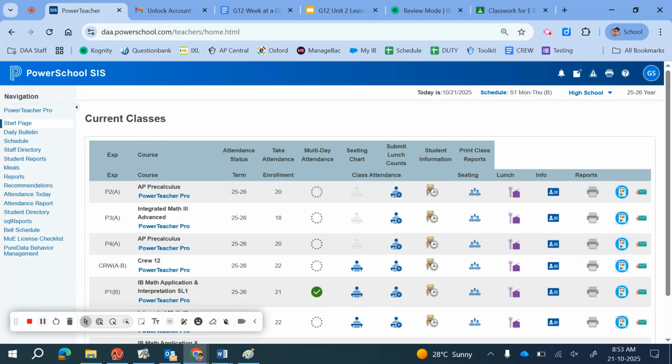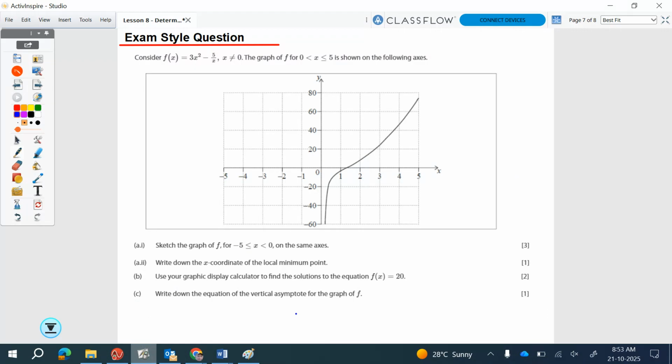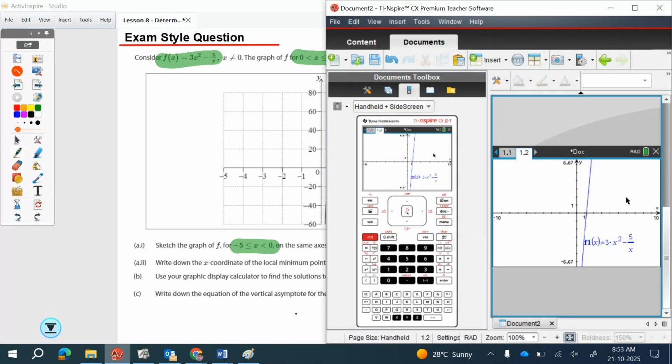We have the function f here, and they've drawn it on the interval 0 to 5 only. Our first task is to draw it on the interval from negative 5 to 0. So we'll pull up our graphing calculator. I've entered it on the graphing calculator. I don't see it. Why don't I see it?